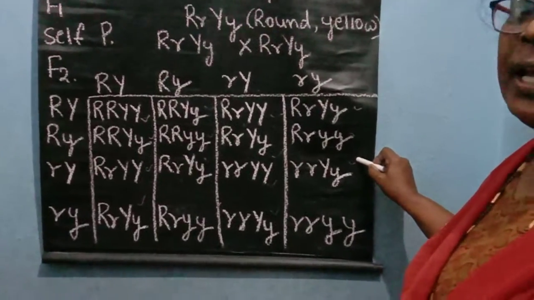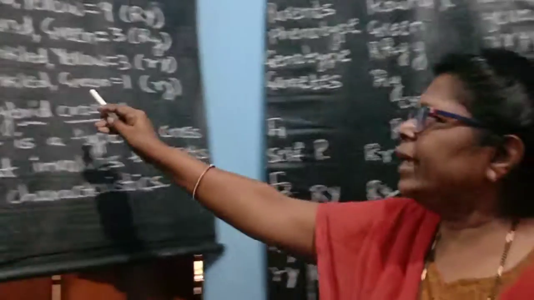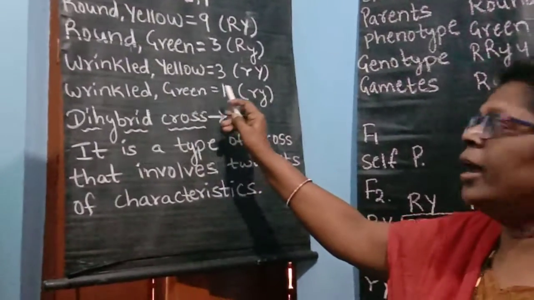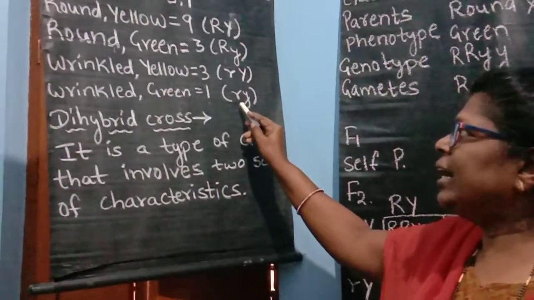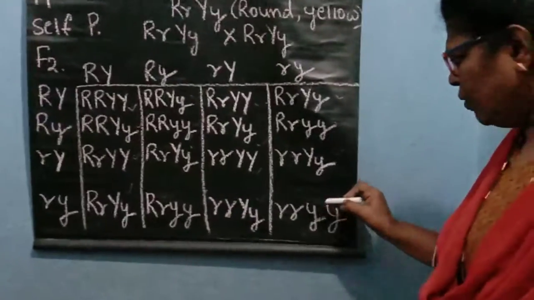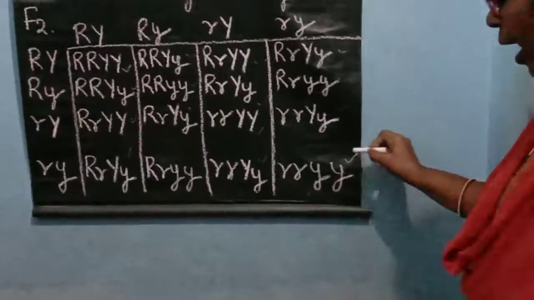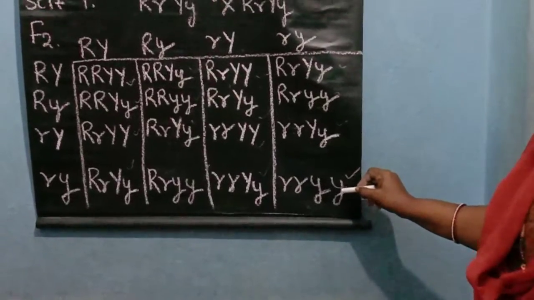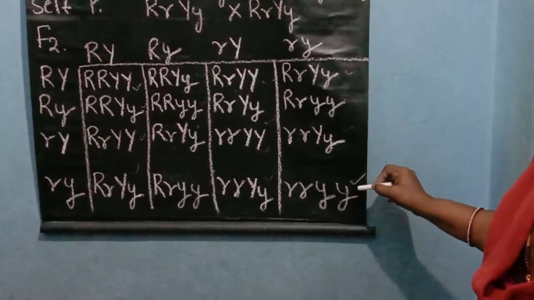So we got 3. The last one is a wrinkled seed with green color and it is 1. So the gamete is small r and small y. So now you have to observe, this is 1, 2 small r and 2 small y. So this seed is wrinkled and green.